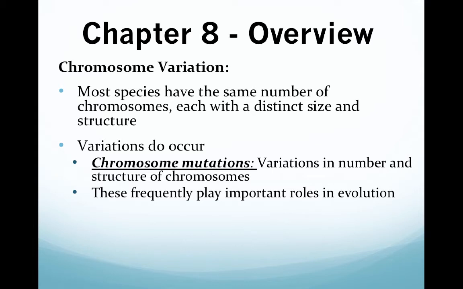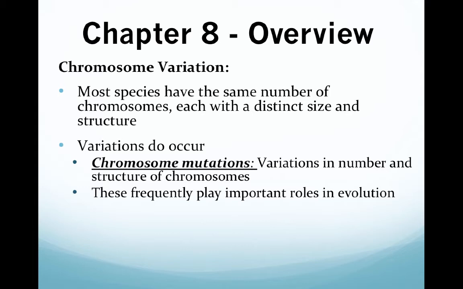So this is how Krause ended up being fertile, and really leads us into the variation that we see associated with chromosomes in different organisms. Most species are going to have the same number of chromosomes. All of those chromosomes are going to have a very distinct size and structure. However, variations do occur, and these variations tend to be chromosomal mutations, and those mutations can result in variations either in the number or the structure of chromosomes. And we're going to look in depth at both of those situations.